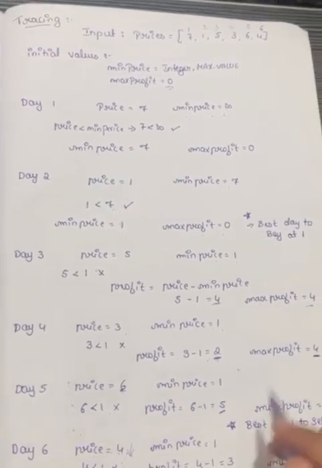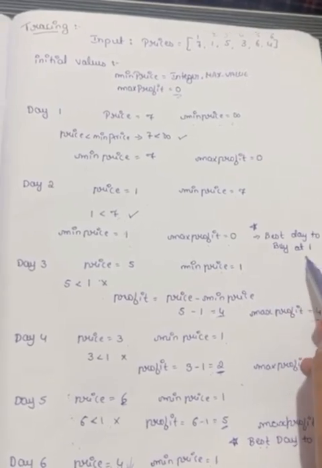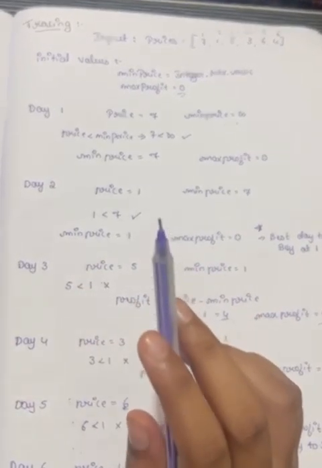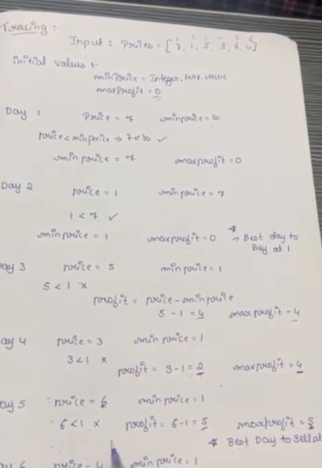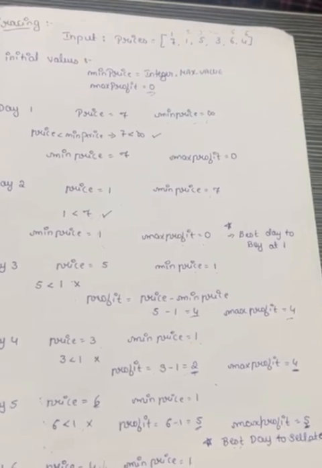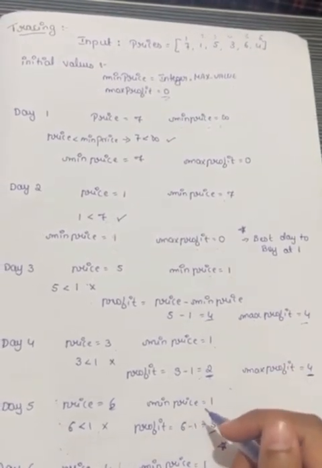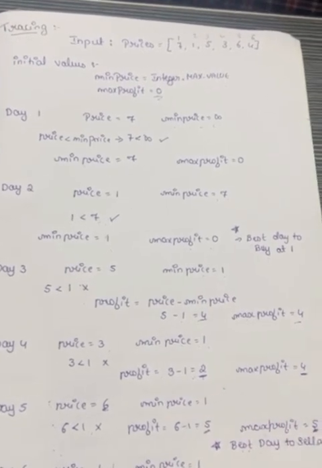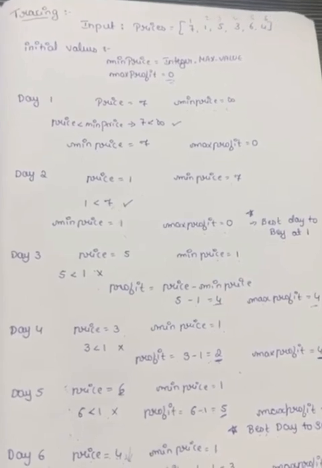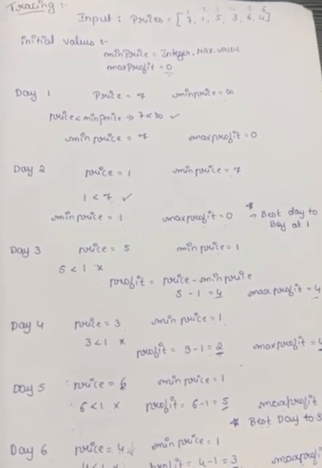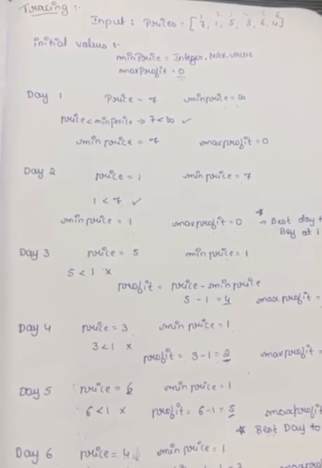So according to this example, my best day to buy this stock is day 2 at the price of 1, which is the minimum price. So on day 5, I'll be getting the max profit, which is the day to sell at the price of 6. I hope you understand this program. By the end of the loop, we already have the best possible profit. This problem shows us that sometimes the smartest solution is not complicated.